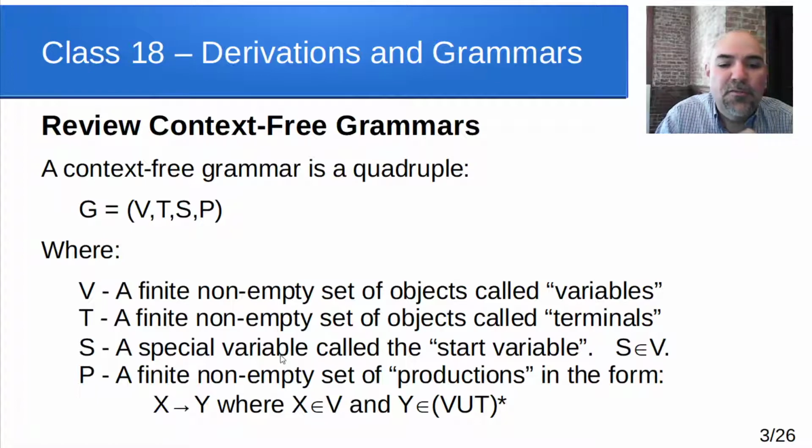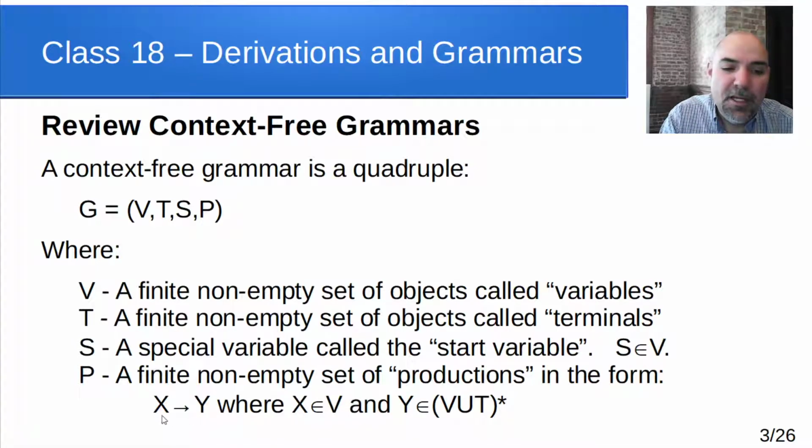S is a special variable called the start variable. Notice that S has to be an element of V. It has to be one of the variables. So we identify one of the variables as the start variable. P is a finite non-empty set of what are called productions, and those productions look like this. We have X producing Y. In a context-free grammar, X is a single variable, so we always have a single variable producing some string of 0 or more variables and terminals on the other side.